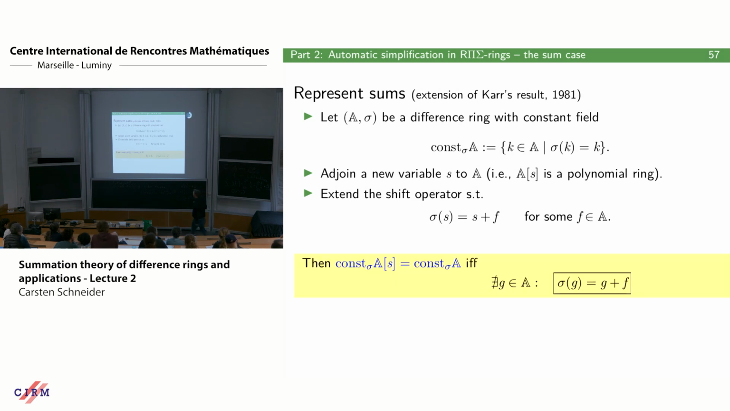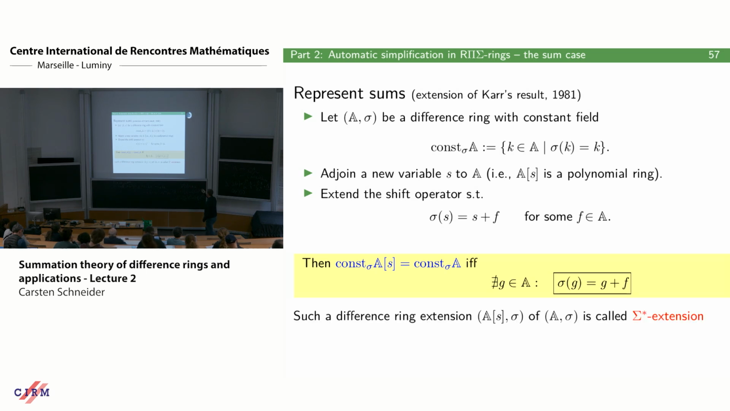And then the statement is: the constants remain unchanged if and only if I cannot solve the telescoping problem. So if I find a solution of the telescoping problem, then the constants are extended. If I don't find a solution of the telescoping problem, I know the constants are unextended and it's a sigma extension. So basically these are called sigma extensions, sigma for sums.